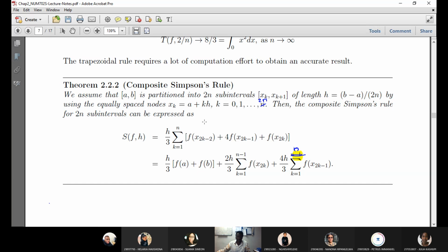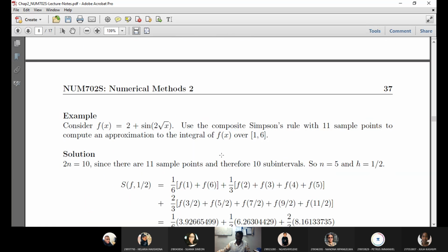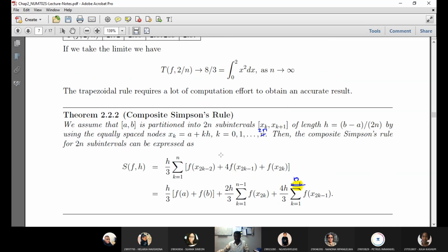Okay. If there's no further question, I think we'll stop here. Tomorrow we will look at some examples of application, and we'll also do the error analysis.